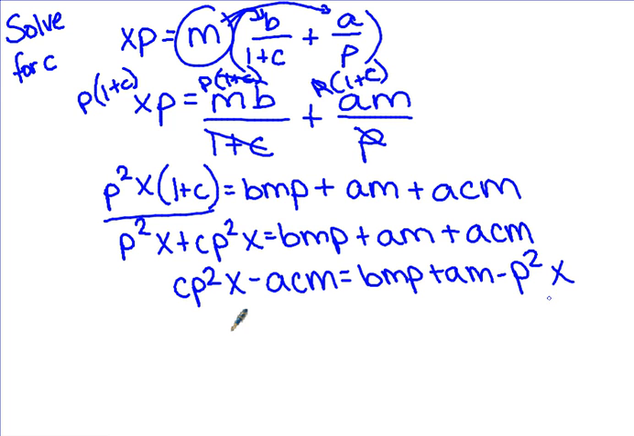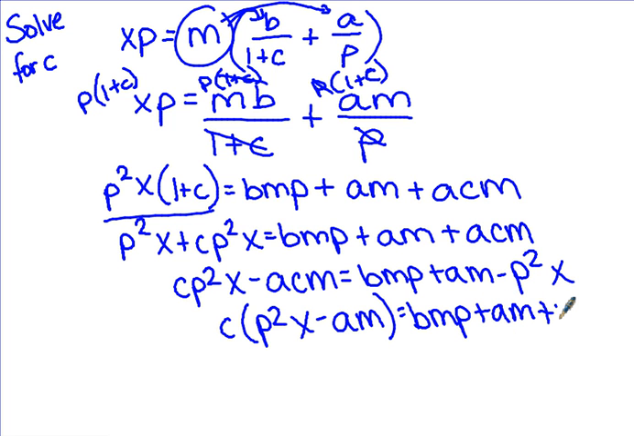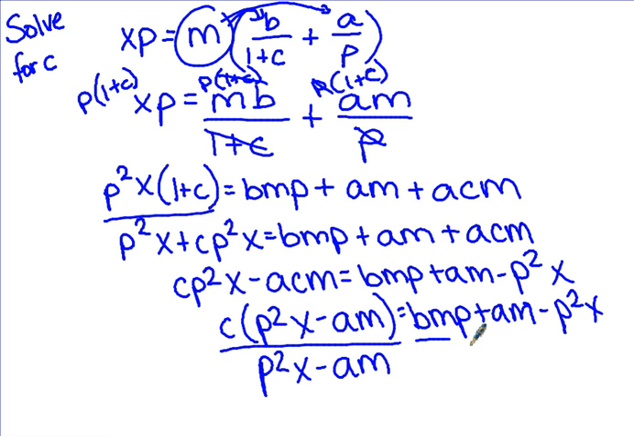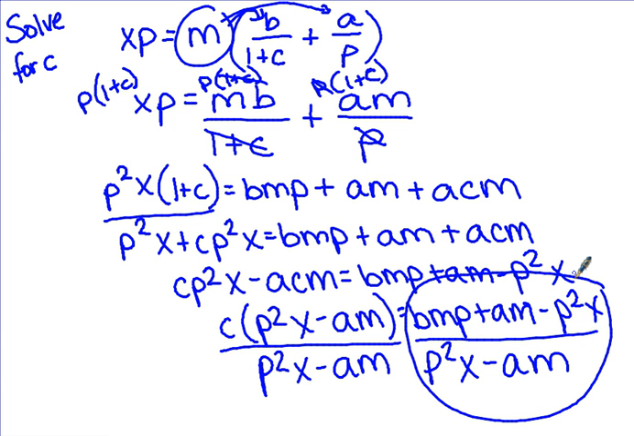I can factor that c out, and I'm left with c times p squared x minus am equals bmp plus am minus p squared x. And then divide by p squared x minus am. And that will leave me with c equals bmp plus am minus p squared x all over p squared x minus am.